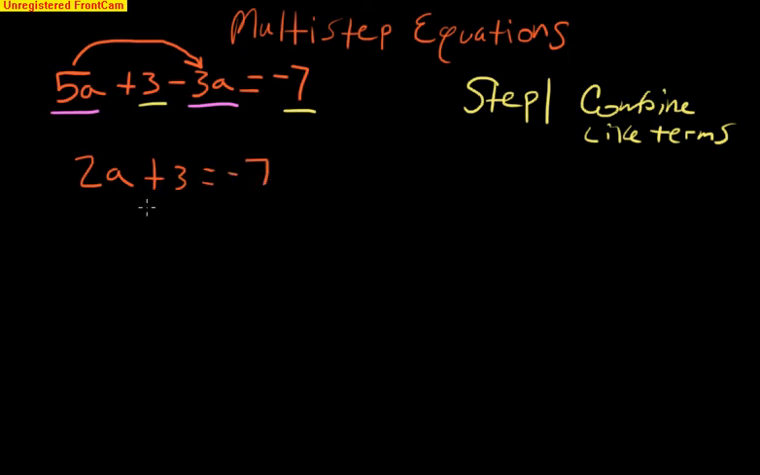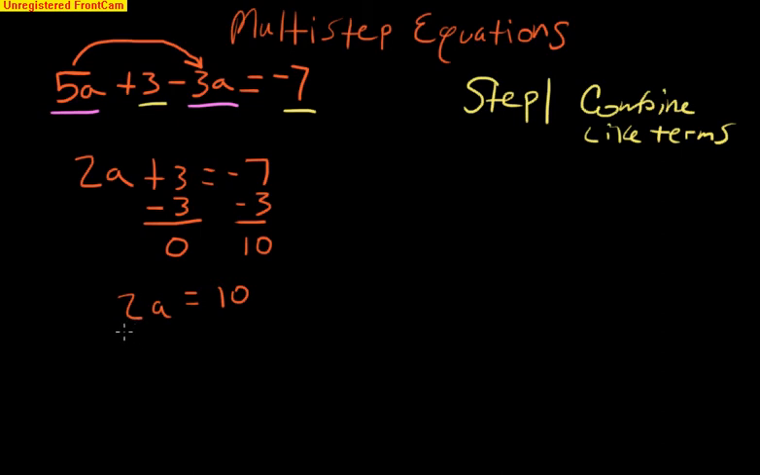Now I want to subtract 3 because 3 minus 3 is 0. I'll subtract 3 on the other side of the equal sign. And that's 10. So now I have 2a equals 10. My one step of combining like terms, as you can see, was actually 2 steps. So now we're on our third step.